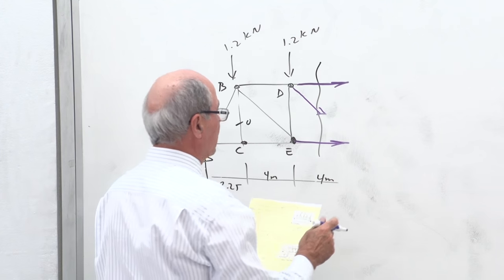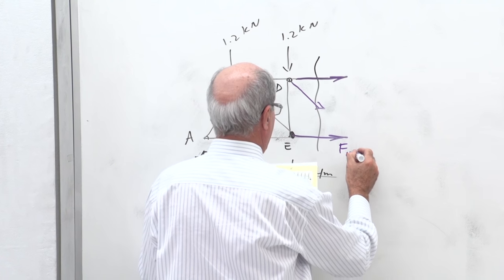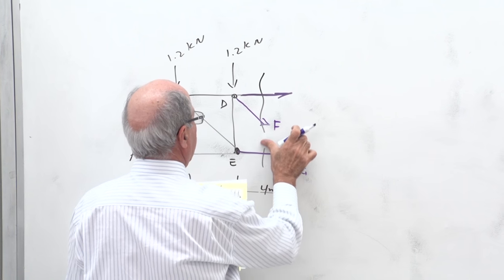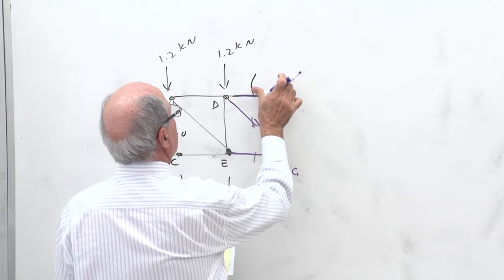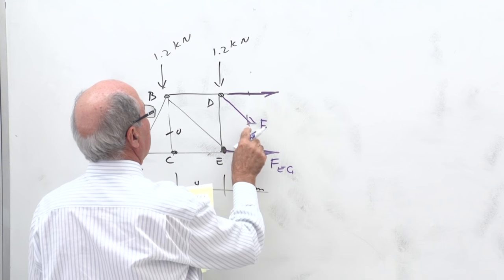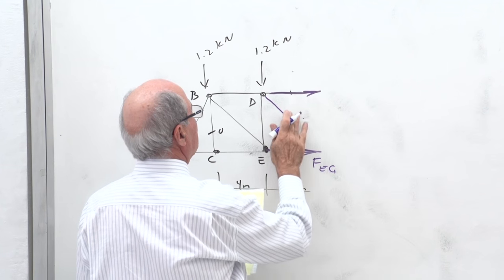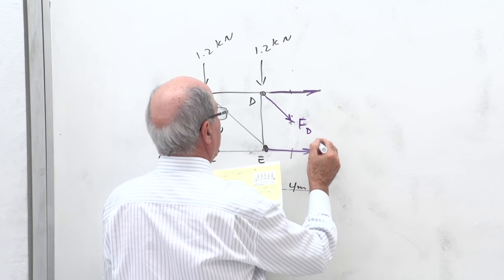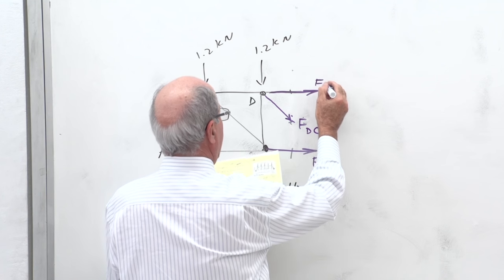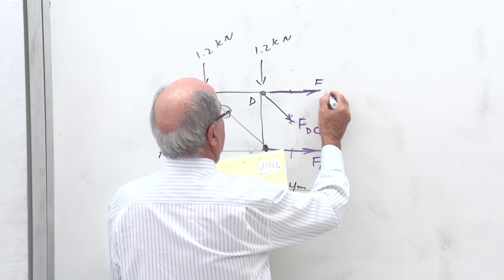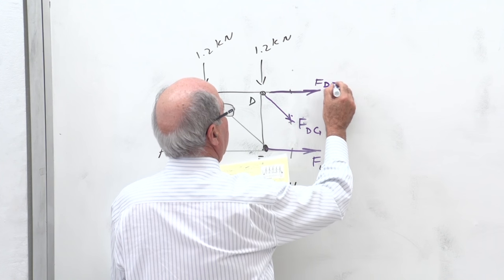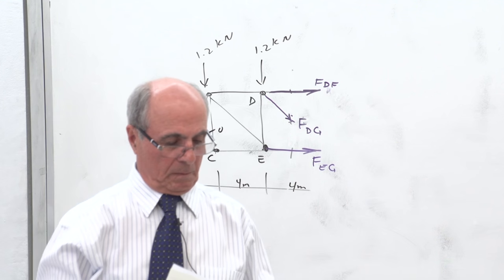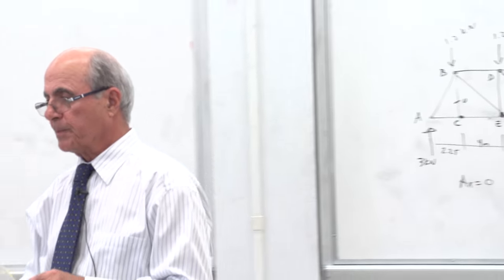And those forces are FEG, FDG, and FDF. I don't need to draw that anymore, so I could put it there or here, it doesn't make any difference. This one is FEG, this is FDG, and this one is FDF. All put in tension mode.